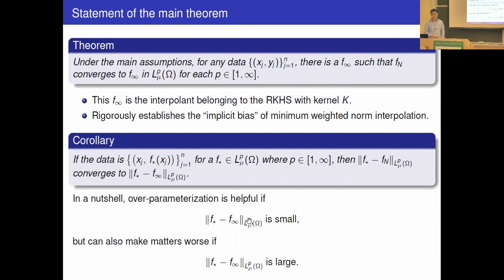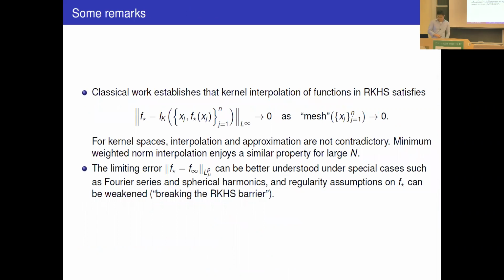Okay. So this problem basically now reduces down to this limiting error, which has already been studied quite extensively in the kernel literature. So it's known that if we sample an f star, provided this f star belongs to the reproducing kernel Hilbert space associated with the kernel K, then interpolating using kernel interpolation, this function will approximate the f star in a suitable sense.